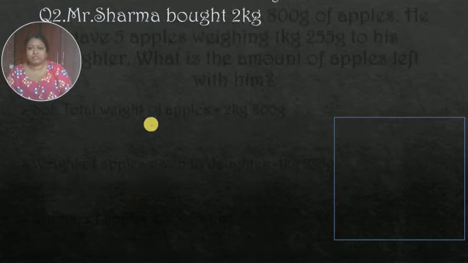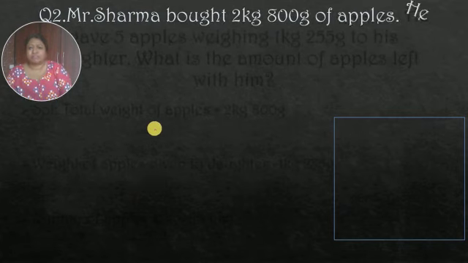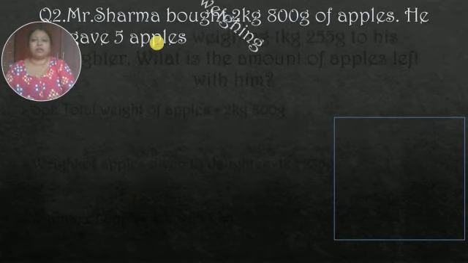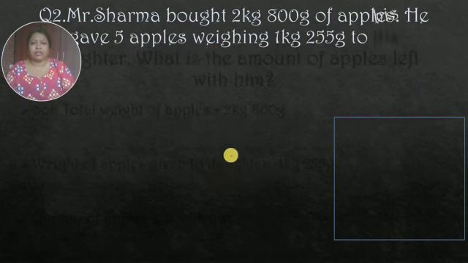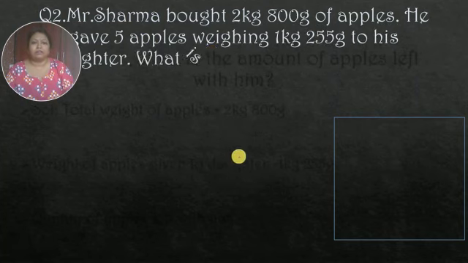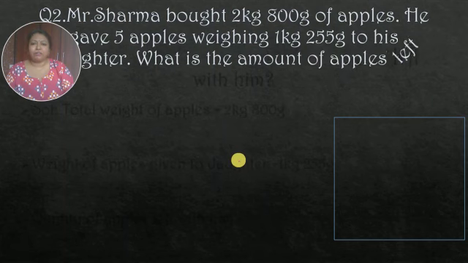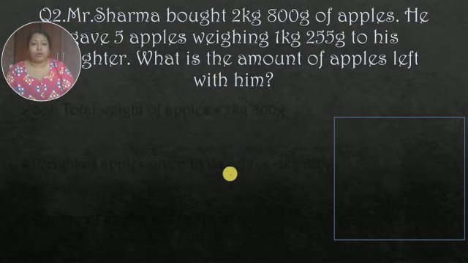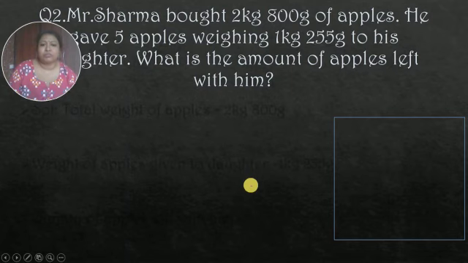Here you can see, children, our next question. Mr. Sharma bought 2 kg 800 grams of apples. He gave 5 apples weighing 1 kg 255 gram to his daughter. What is the amount of apples left with him? So let's see our solution.